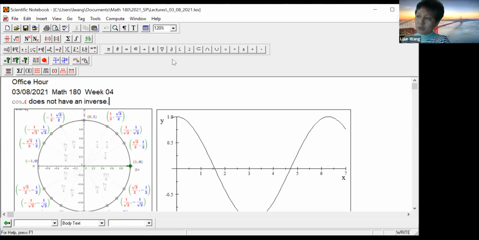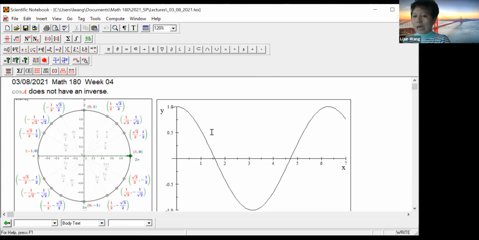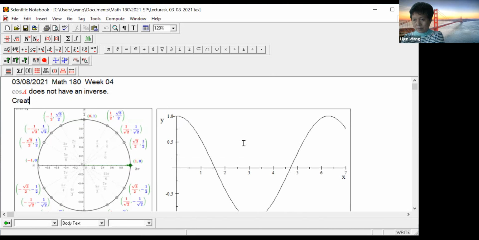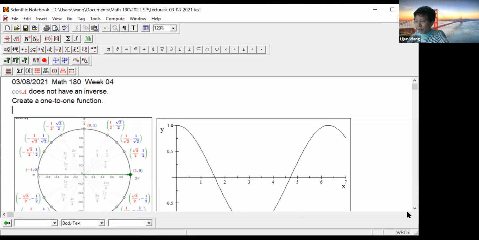Then what do we do? Now we're going to do the old trick, right? We're going to do truncation. So how do we truncate? When we do truncation, we basically want to leave a piece that is one-to-one, right? But this piece has to cover everything in the range, because we want to create a one-to-one function. How do we create that one-to-one function?